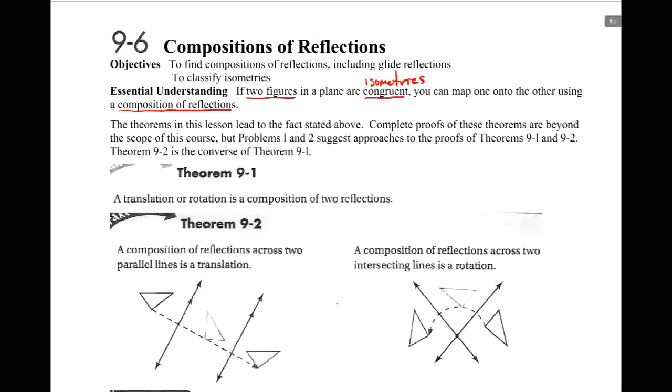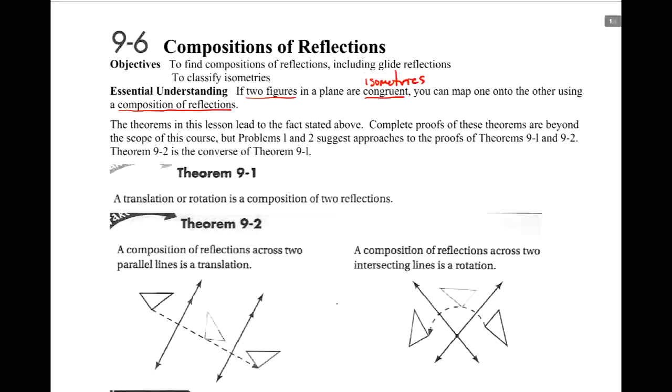This is one of my favorite sentences in here. The theorems in this lesson lead to the facts stated above. Complete proofs of these theorems are beyond the scope of this course, which is just a reminder that we are just skimming the surface of geometry, but it's fun nonetheless. We will suggest approaches to the proofs of these theorems, but we aren't going to go into detail. But we know that because they are theorems, they are proven in some fashion. All right, let's start here.